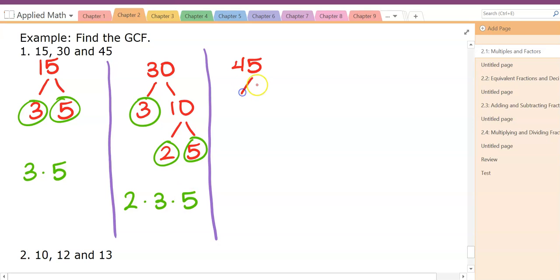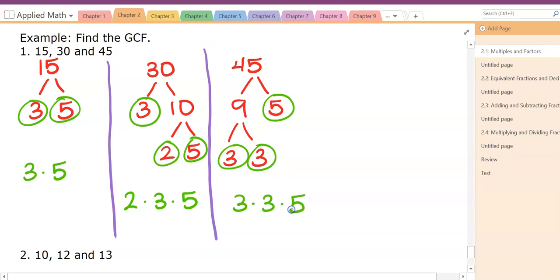And how about 45? 9 and 5. And then 9 becomes 3 and 3. All right, so now what we do is we go and we look at these numbers and we take the least amount of times that we see factors, but they can only be factors that they share. Okay, so in this case, the middle number, 30, has a factor of 2, but none of the other ones have a 2. So I'm not going to pull 2 because it's not shared.